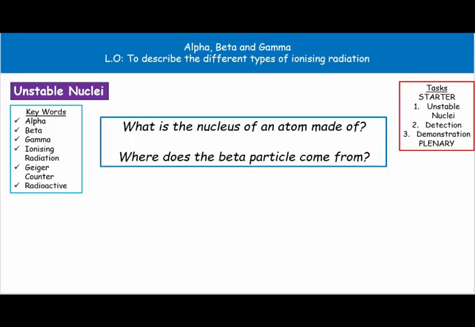Next thing I'd like you to do is, in your books, see if you can answer these two questions. What is the nucleus of an atom made of? And where does a beta particle come from? So I'll just give you about 30 seconds to have a go at answering those in your books.